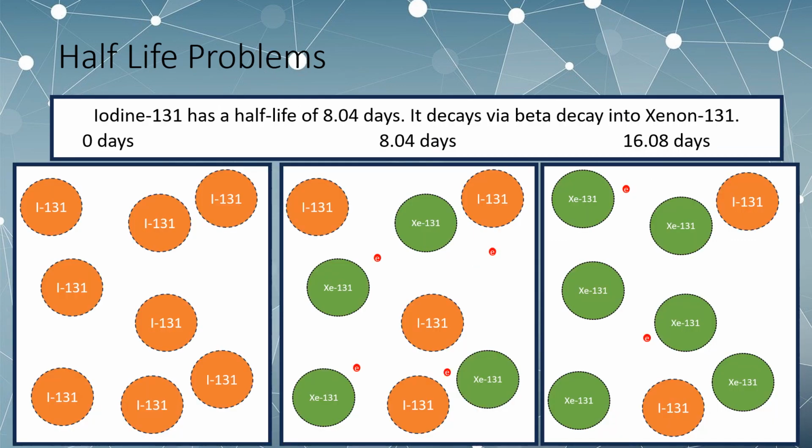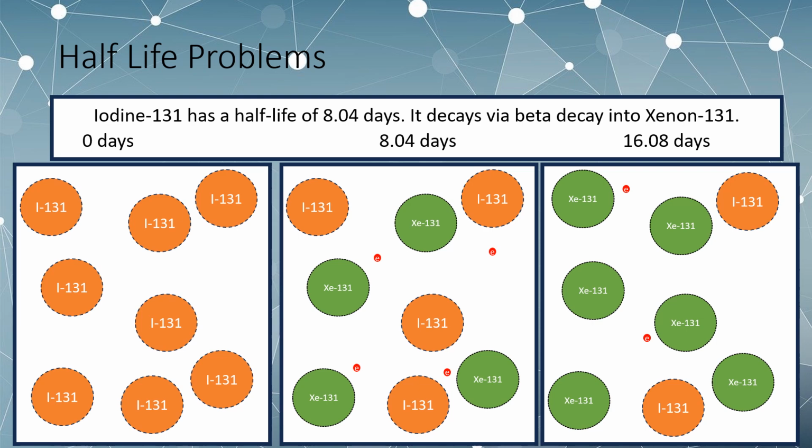Below is a visualization of this half-life process. So, iodine-131 has a half-life of 8.04 days. It decays via beta decay into xenon-131. So at 0 days, you can see here we have 8 particles or atoms of iodine-131. After a single half-life, 4 of them have now decayed into xenon-131, and the electrons are floating around in that space as well, as it decays via beta decay. Remembering, beta decay is simply the ejection of an electron.